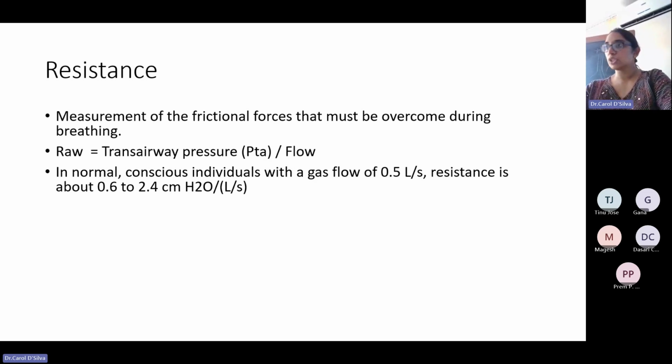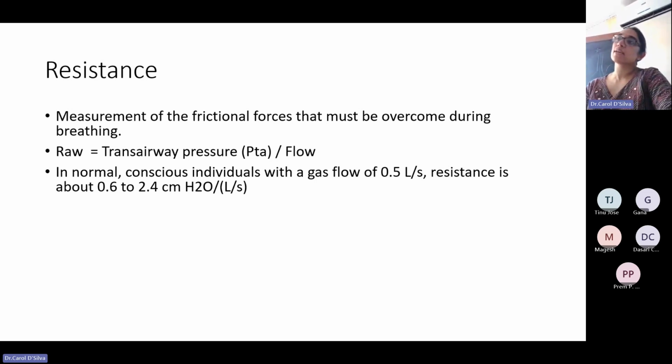The voltage is given by the change in pressure, or the pressure difference, divided by the flow, the I. Normally the resistance for a conscious patient, for patients like us who are not on the ventilator, is very low, like 0.6 to 2.4. But in an intubated patient, this is slightly higher, maybe around 3 to 5, 3 to 10 at times. So not more than 10.